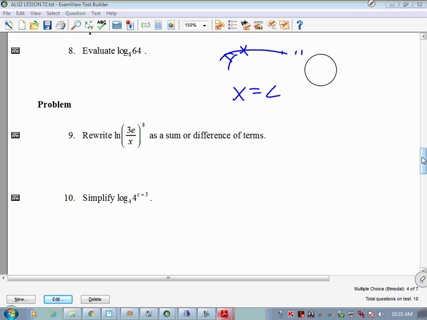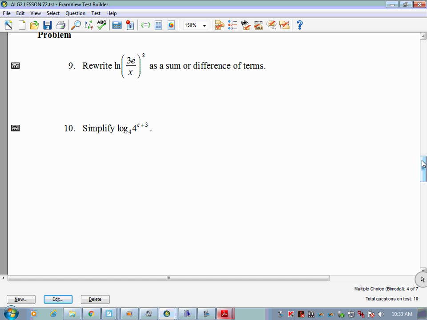And I don't want anybody rushing off because I do want to be able to get number 8 done at the very least. It says rewrite the natural log. We've got our question here. All right. So the first thing I can do is do what with the 8? What can I do with the 8? Move it to the front. Move it so that it becomes the coefficient. All right. So I can rewrite that as 8 ln 3e over x.